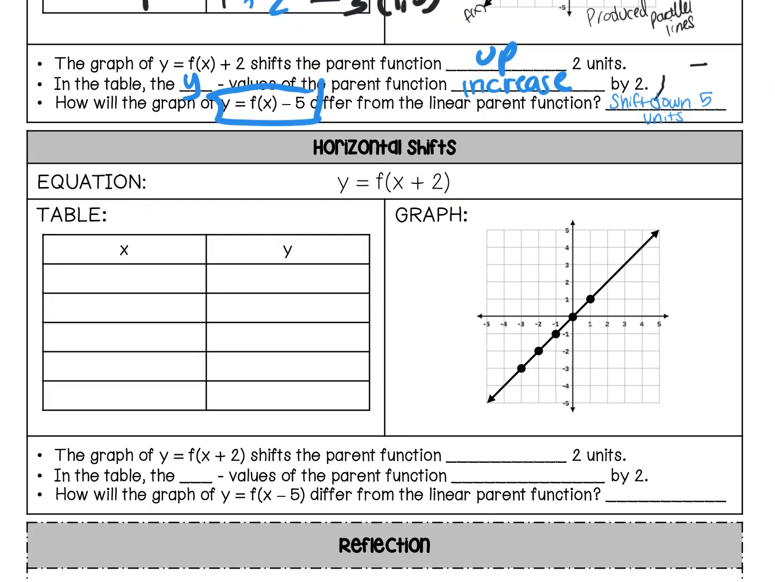Alrighty then. Let's go to the horizontal shift. Everyone say horizontal shift. The horizontal shift changes the input. Inputs change input. Notice inside the parentheses now. So this would be an example like h of x equals f of x plus 2. That's another way to write it.